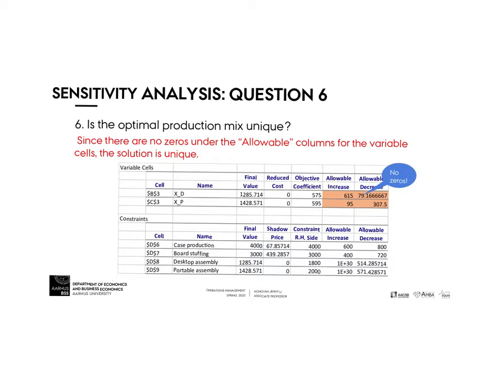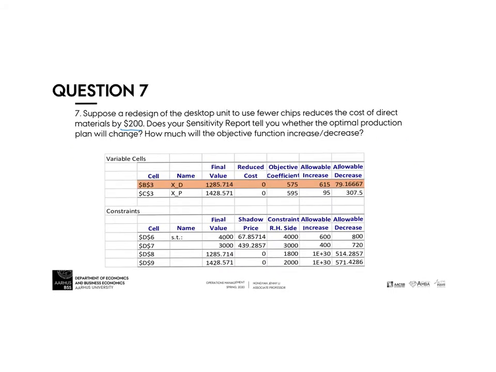Question 6: is the optimal production mix unique? This should be determined by the decision variables' allowable increase and allowable decrease cells. Since there are no zeros under the allowable increase and decrease columns for the decision variables, the solution is unique. Now let's see question 7.